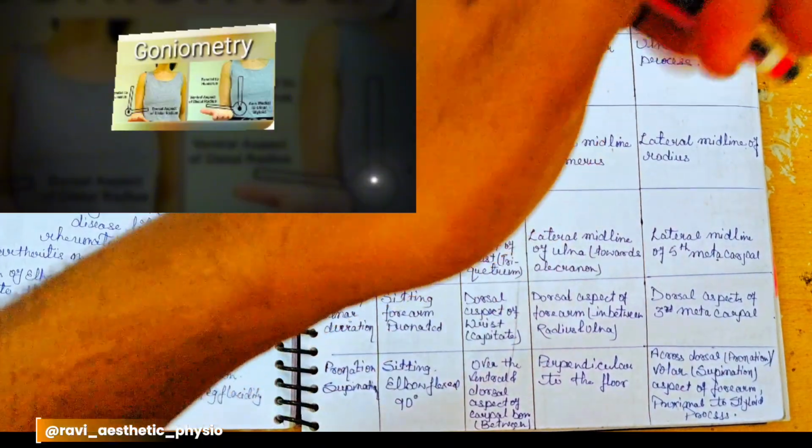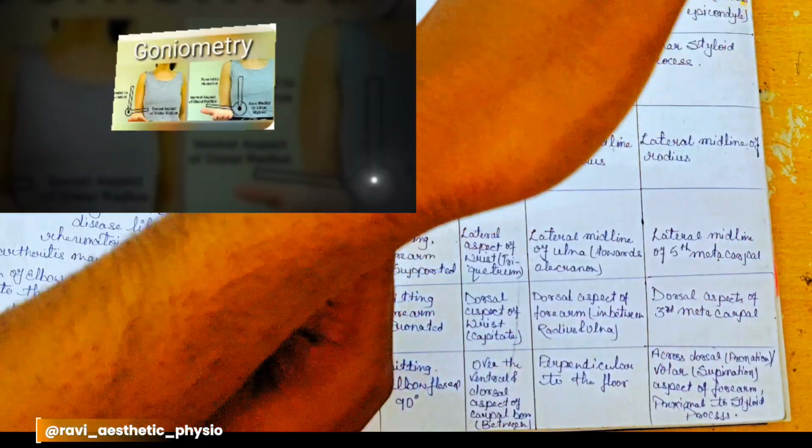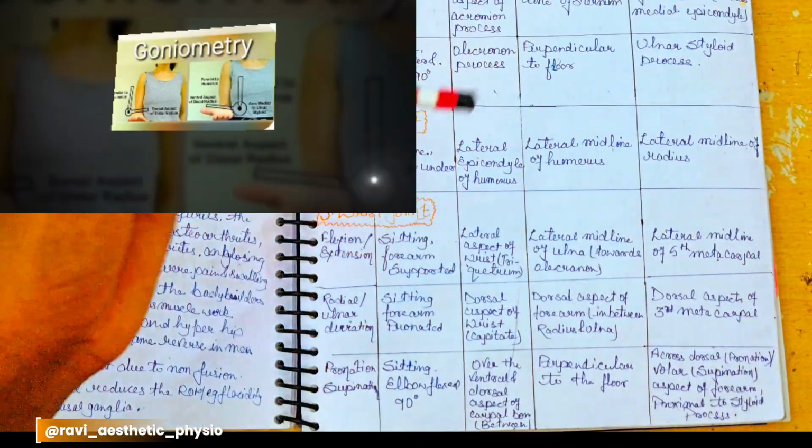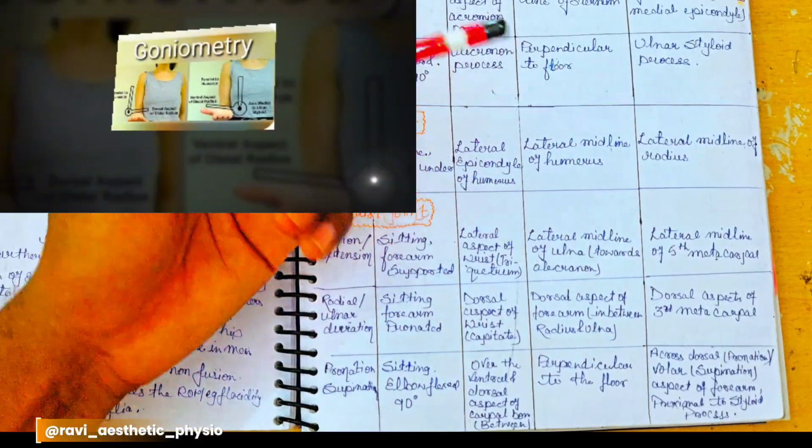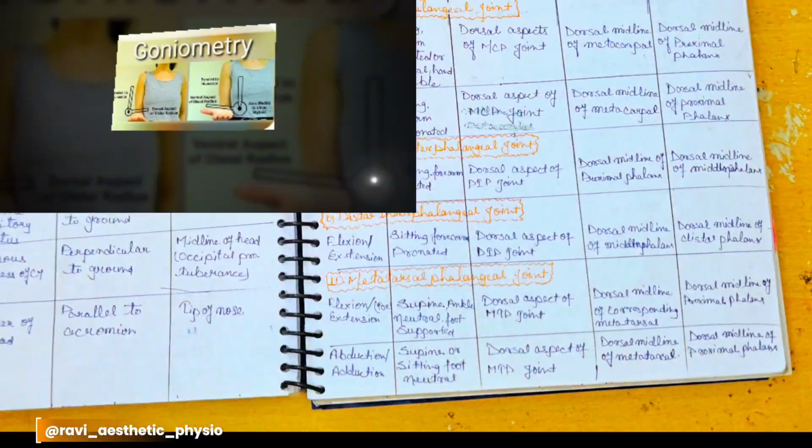is perpendicular to the floor like this, and the movable arm is moved with the hand like that. After that you can move your hand, and after that the moving arm is to be moved over there. So across the dorsal for pronation and volar for supination aspect, the forearm proximal to the styloid process is to be moved.